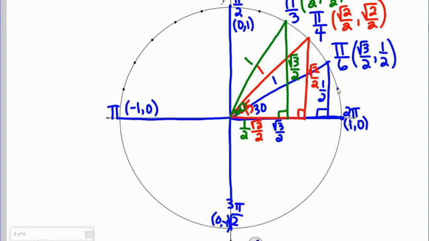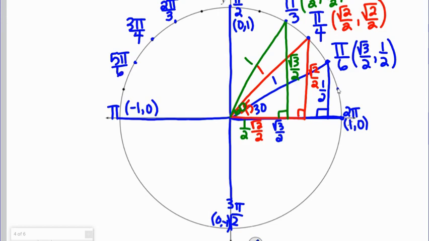Now we talked about reference angles earlier. We're going to use that idea of reference angles to fill in the rest of this unit circle, and they're all going to have to do with the 30, the 45, and the 60. As I'm moving along my circle, if this is pi over 3, this one right here is 2 pi over 3. If this one is pi over 4, this one is 3 pi over 4. And if this one is pi over 6, then this one is 5 pi over 6.